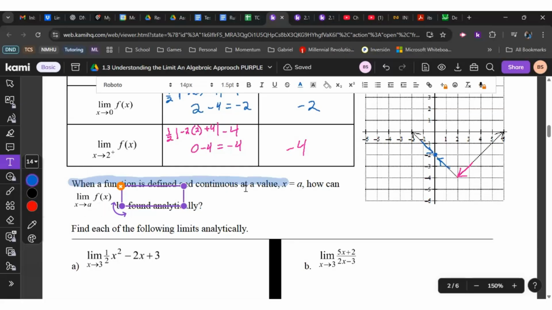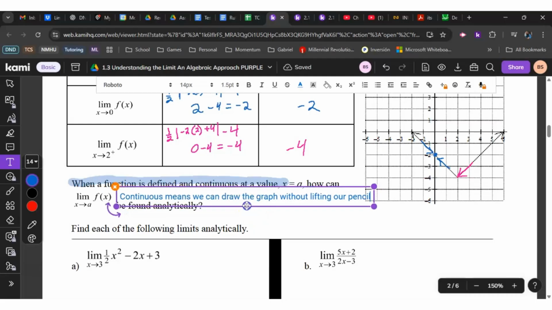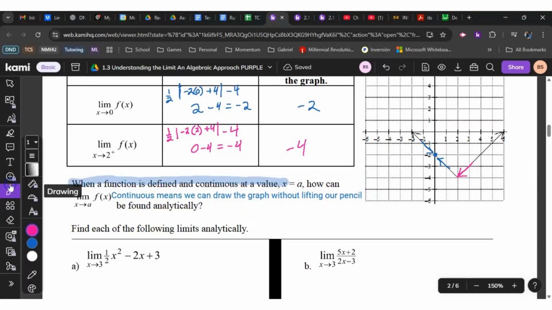You guys remember what continuous means? What does continuous mean? You don't need to draw this unless you don't remember what it is. What's continuous? Nobody remembers. Oh, God. Guys, we've already talked about continuity. Continuous means we can draw the graph without lifting our pencil. You guys remember that now? Does that sound familiar? Yeah? We're going to get into more interesting definitions later, but for now, that works for us. Okay?